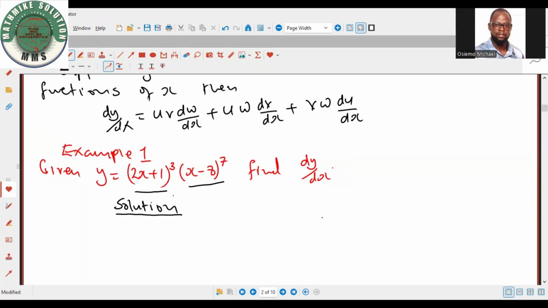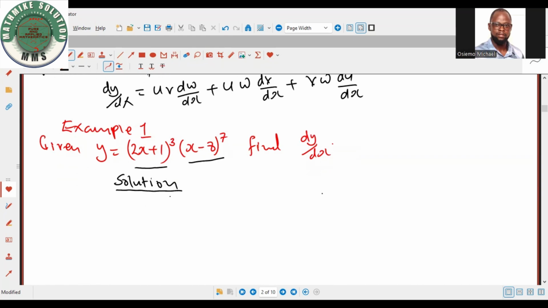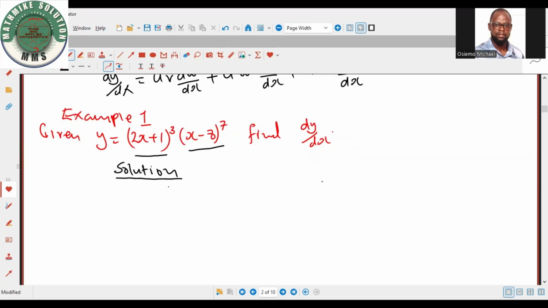So since we have two functions, we are going to assign one function to be u and the other one to be v. Therefore, we are going to apply the product rule. We have said product rule states that dy dx is equal to v du dx plus u dv dx. I'll give the reason why I started with v du dx plus u dv dx when we go to the next method. This is to make it simpler to remember or to memorize or even to understand.